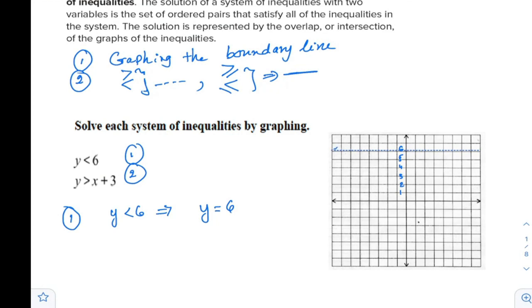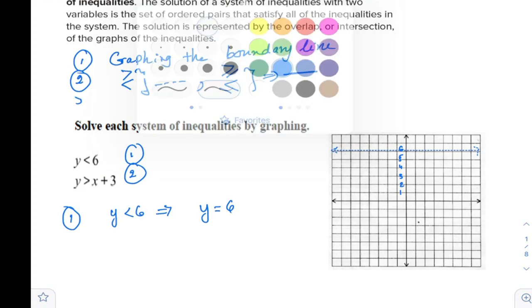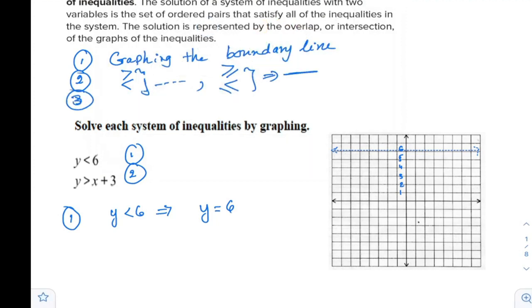There is one more thing to add here before we go to the inequality graph. We complete the graph, which is the shading. Because here we have graphed only the boundary line.